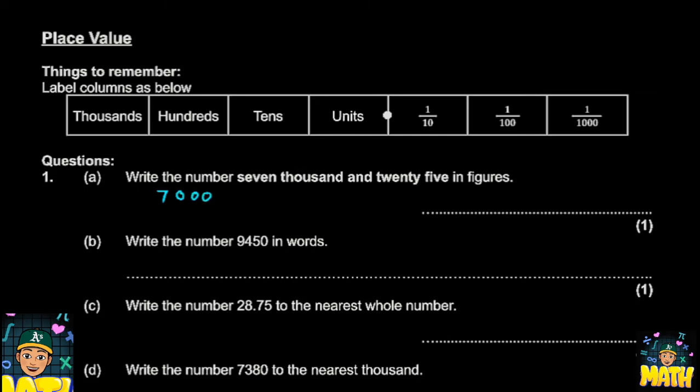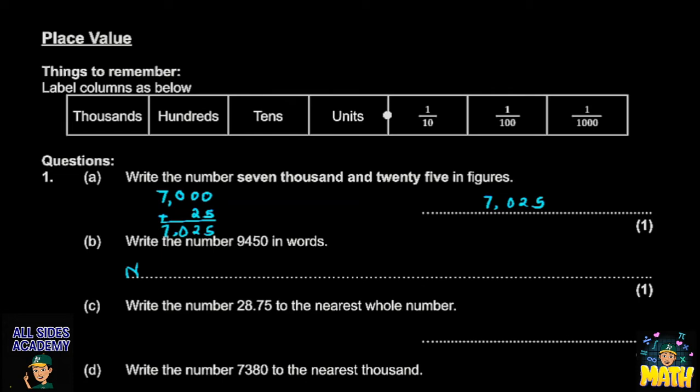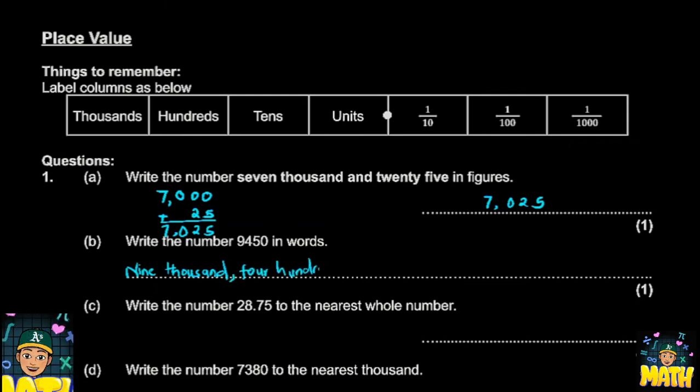Now, place value. So that number will be given as 7,025. You have to add those separately, 7,025. Write the number in words. So that is 9,000, 9,400, 9,450.